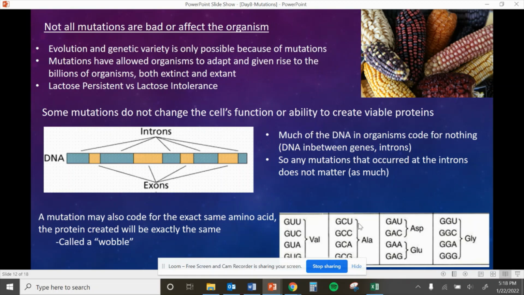These examples of codons where multiples code for the same amino acid, it's usually the last nucleotide that's being changed. This is called a wobble.